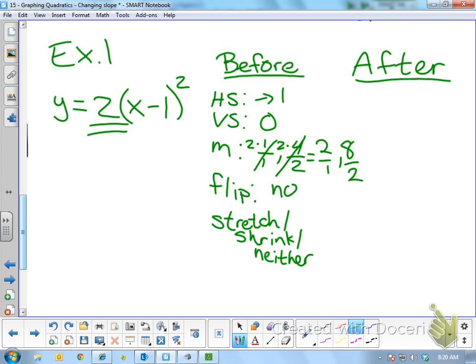So then we have to say whether we have a stretch, a shrink, or neither. Again, that's determined by this number out front. Is this number bigger than 1? Yes. So it is a stretch. If that number was a fraction, it'd be a shrink. If there was no number here, it's neither because that's our invisible 1. Or if it's a negative 1, it's also neither.